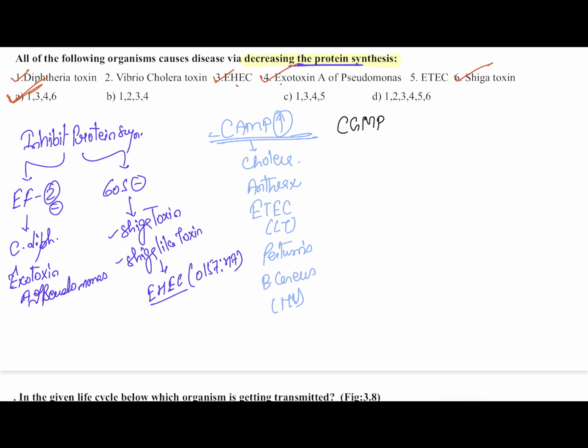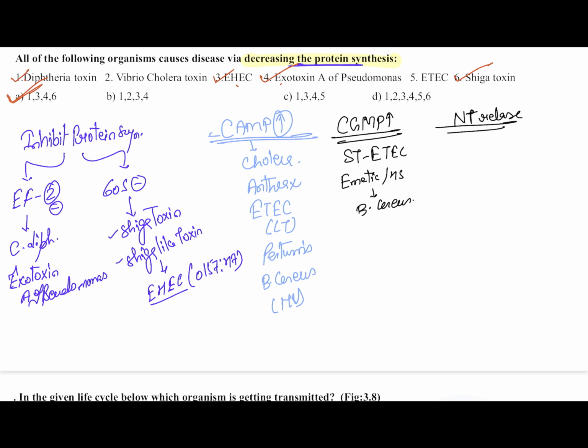Third, which organisms work by increasing the level of cyclic GMP? The stable toxin of ETEC and the emetic form or heat-stable toxin of Bacillus cereus. Okay? Food poisoning ones. They will work by increasing the level of cyclic GMP. Then which organism works by inhibiting the release of neurotransmitter? Okay? So this is our tetanus, Clostridium tetani.